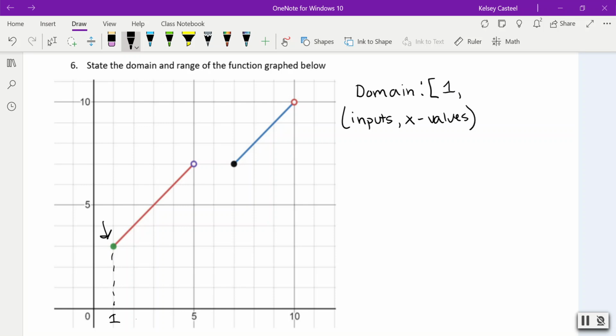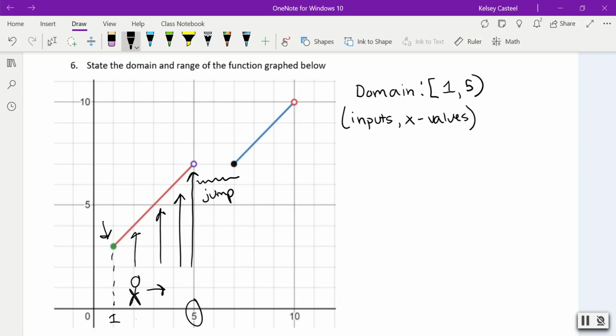As I start looking across my function, imagine putting yourself on the x-axis and you start walking from that point. I see the red line goes all the way up to 5, where that open circle is. And then I have a bit of a jump from that point to where the next section starts. So for my domain, I can go from positive 1 included up until positive 5, but the positive 5 is not included because it's an open circle. So I have to use a curved parenthesis there.